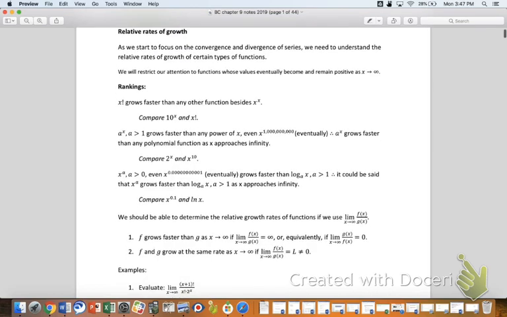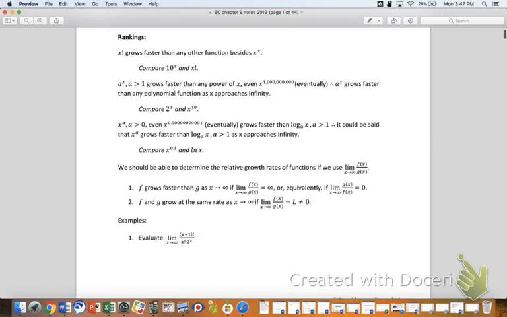So let's take a look at these right here. First of all, the function that grows the fastest is x factorial, at least of the ones we're going to be looking at. X factorial grows faster than any other function besides x to the x. We will not be looking at x to the x as a type of function in our course. And so for our purposes, x factorial is going to be the fastest growing.